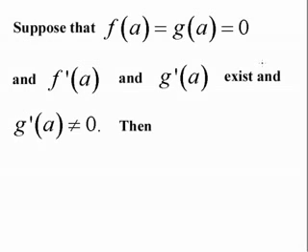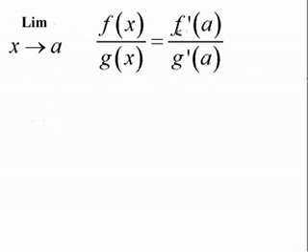Now here is the basic statement of L'Hopital's rule. Suppose that f of a equals g of a, which equals 0. And f prime of a and g prime of a exist, and g prime of a does not equal 0. Then the limit as x approaches a of f of x over g of x equals f prime of a over g prime of a. This is L'Hopital's rule.